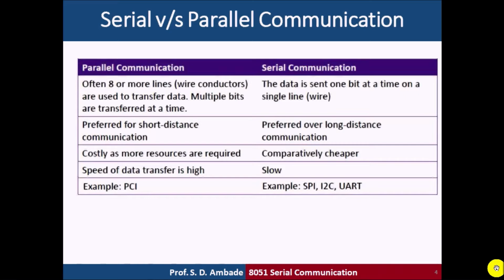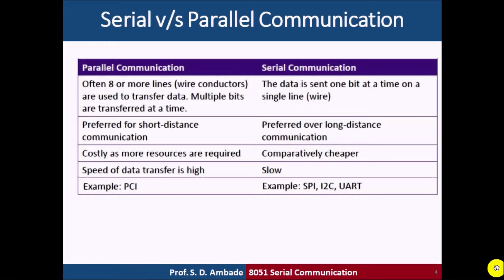In serial communication, the data is sent 1 bit at a time on a single line or wire, as I told in the earlier slide. Then parallel communication is preferred for short distance communication, where all the devices, all the peripherals are placed in a short distance, whereas serial communication is preferred over long distance communication.